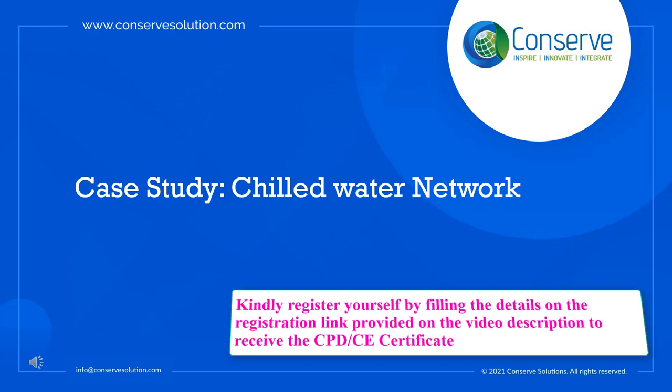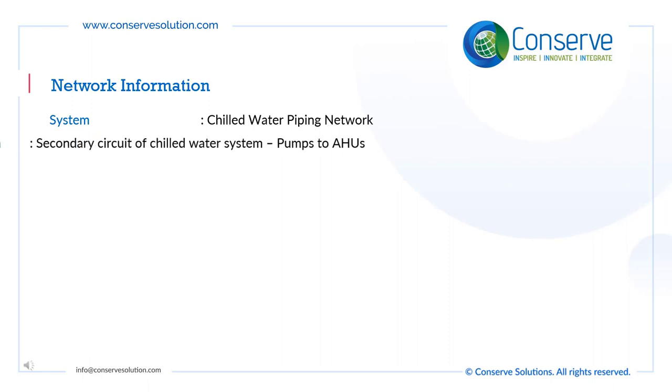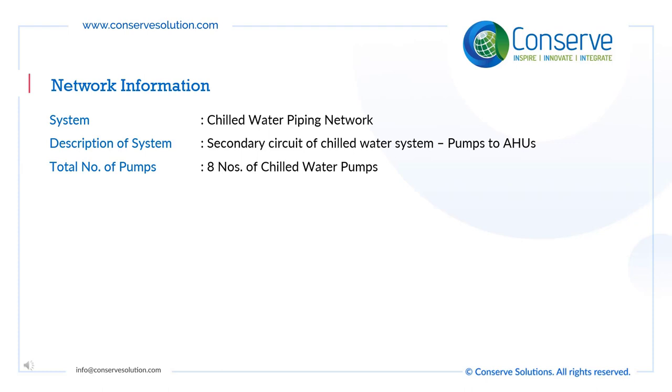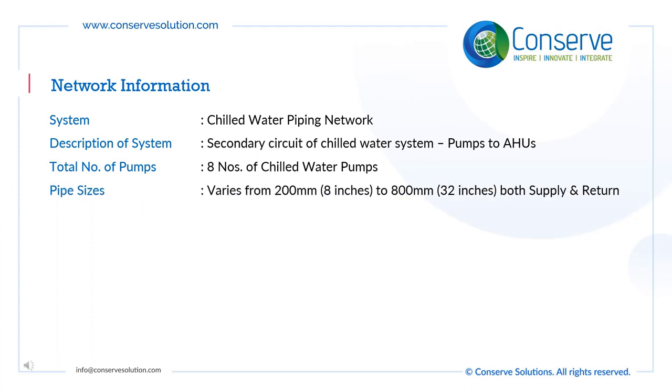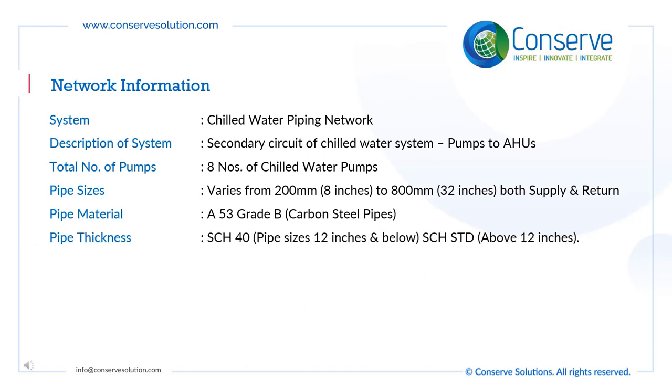To understand the next two topics, we'll get into a project case study. The project is the secondary circuit of a chilled water system. The piping system connects 8 chilled water pumps to AHUs and then AHUs to the pumps again. The pipe diameter varies from 200 mm to 800 mm. The pipe material is A53 Grade B carbon steel. The pipe thickness is schedule 40 for pipe sizes 12 inches or lesser diameter and schedule standard for pipe diameters more than 12 inches.